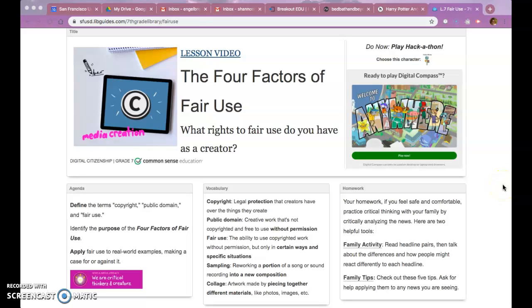Hello, APG students. Today's library lesson is about the 4 factors of fair use. What rights to fair use do you have as a creator?